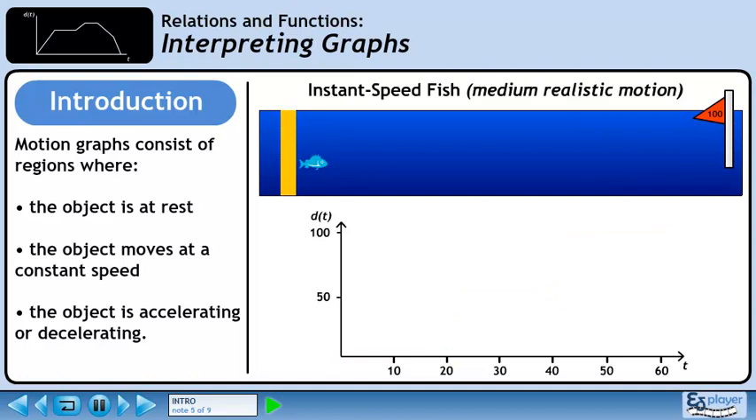We'll name our next racer Instant Speed Fish. Instant Speed Fish will start the race with a certain speed, take a breather in the middle, and then resume its speed for the remainder of the race. Instant Speed Fish does not need to worry about accelerating or decelerating. It can reach its desired speed immediately.